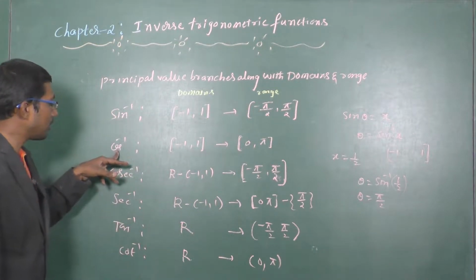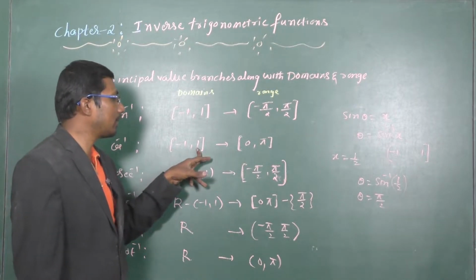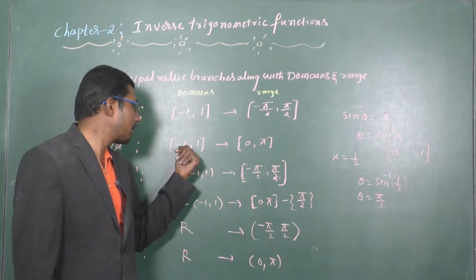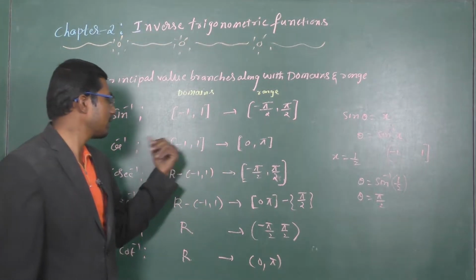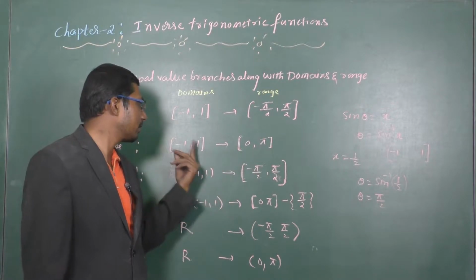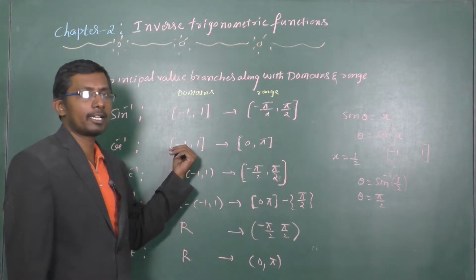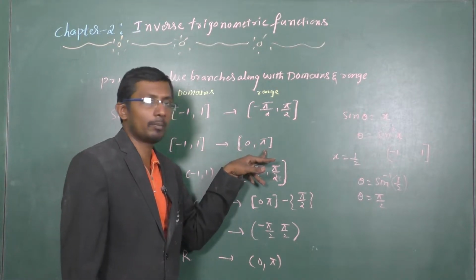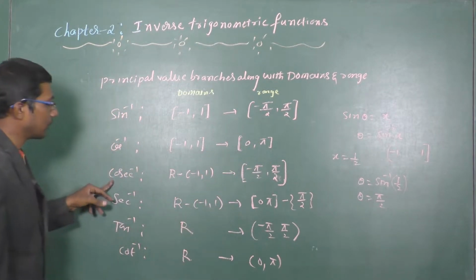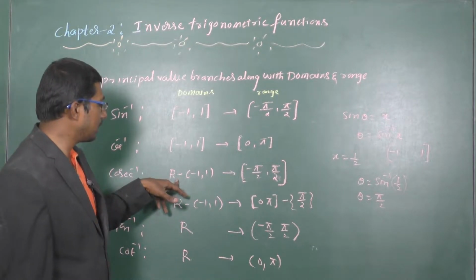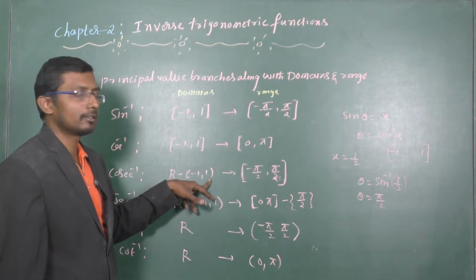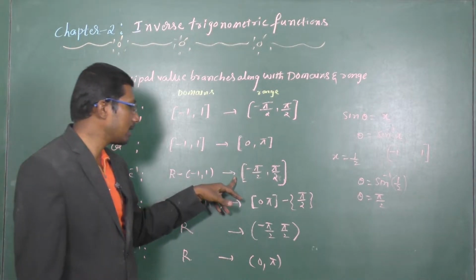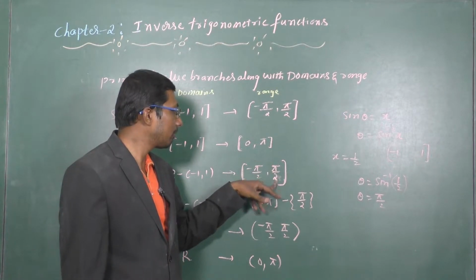Now cos inverse. Same thing, the domain is minus 1 to 1. What is the maximum value of cos theta? Cos 0 is 1, and cos pi is minus 1. So what is the domain? Minus 1 to 1. What is the range? 0 to pi. Right? Then the same thing for cosecant inverse. The domain is a real number other than minus 1 to 1, and the range here is minus pi by 2 to pi by 2.